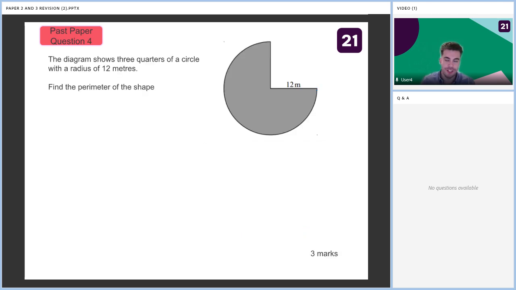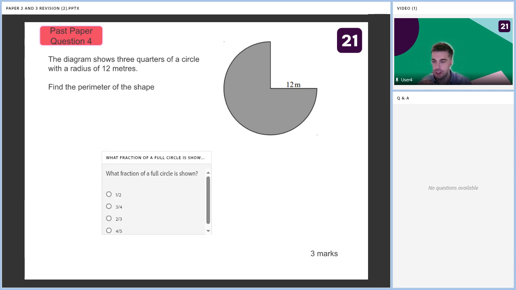Now, question number 4. Once again, we've got ourselves a question that involves a circle. Obviously, in this case, it's what we call a fraction of a circle. The correct name for this shape is actually a sector of a circle. The poll for this question is, what fraction of a full circle is shown in the diagram? This is a really important first step to understand how to work out ultimately the perimeter of this shape. Thank you very much for all the answers that are flying in.